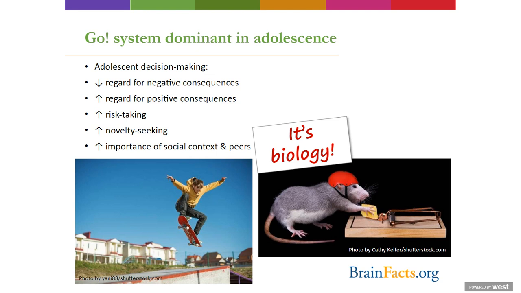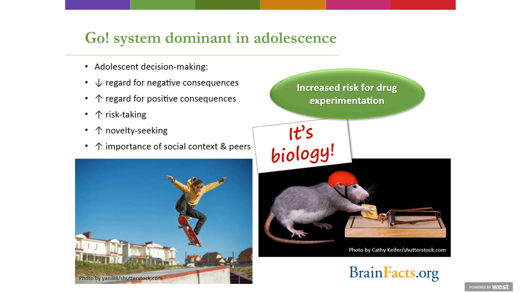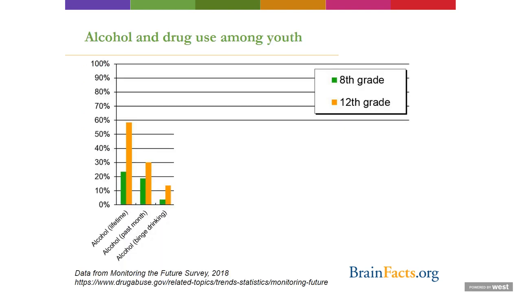For example, in most mammals, it's during adolescence that animals and individuals need to leave the nest, go out and be their own person. And that's a really scary thing. So you need to be brave. You need to disregard negative consequences. This is very adaptive for mammals. But this also can be a risk because there's an increased risk for drug experimentation during this developmental stage.